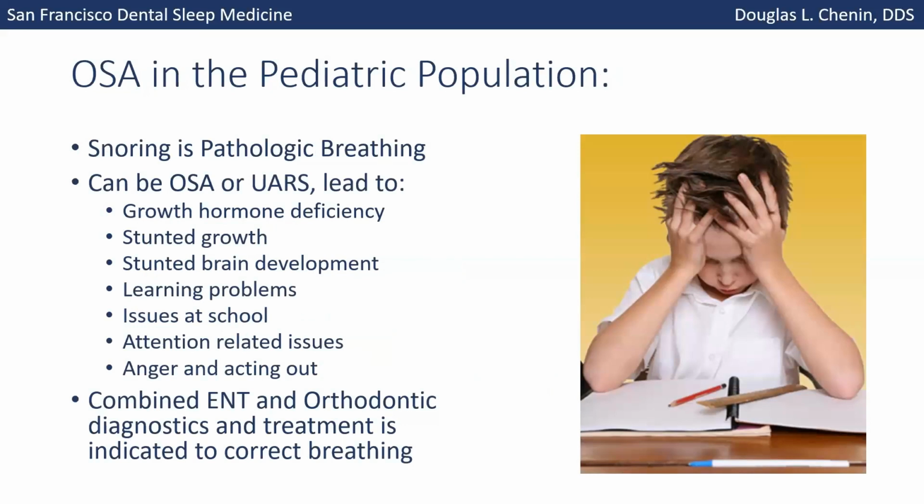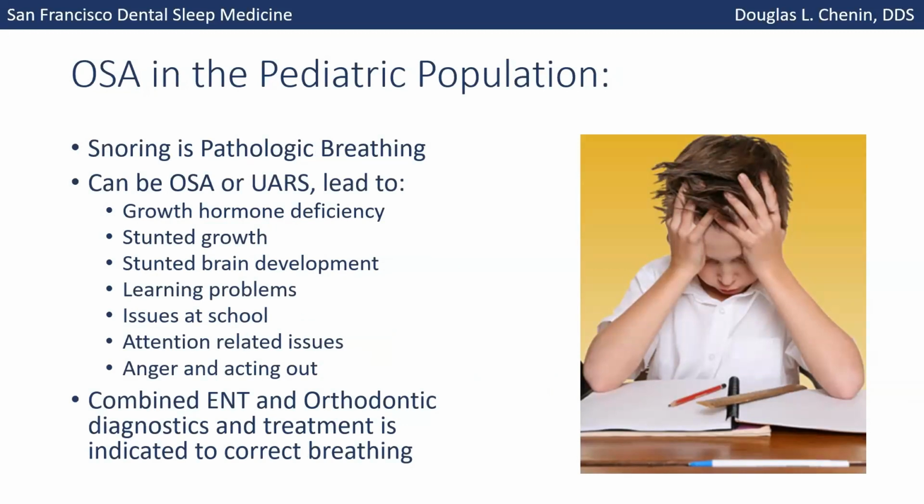With children, the symptoms are different, but some are the same. But the snoring and the sleep apnea does lead to growth hormone deficiency and stunted growth, stunted brain development, learning problems, all these things that we see because they're not getting that restful, rejuvenating sleep. They're not getting the growth hormone at night, and there's a lot of negative implications of that.